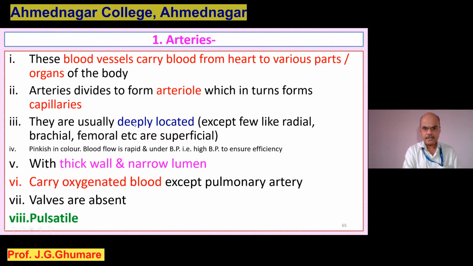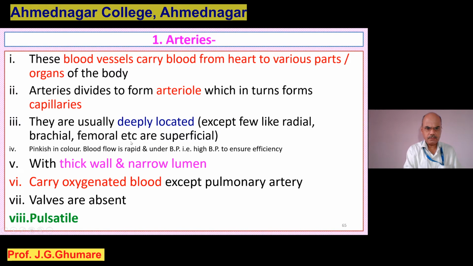Remember, these arteries are deeply located, as blood pressure is there in the artery. They are deeply located and well protected. Only a few arteries are a little superficial. Number one is present in the wrist region, called the radial artery. Number two, present somewhere in this region, is called the brachial artery. Similarly, in the leg region, that is the femoral artery. They are a little superficial, remember.